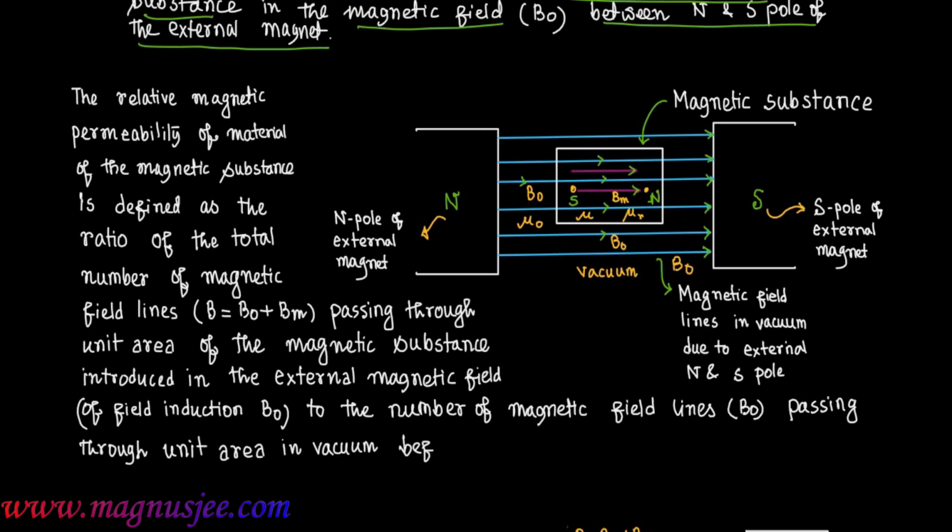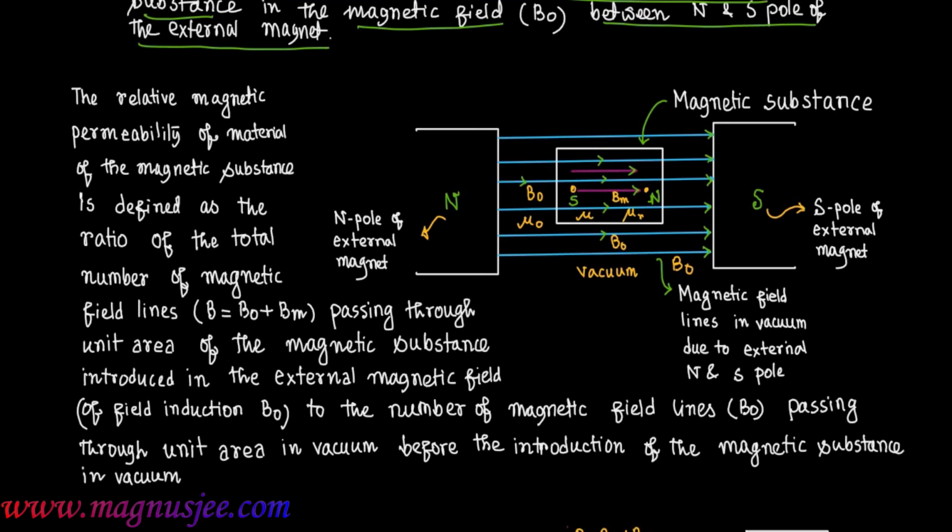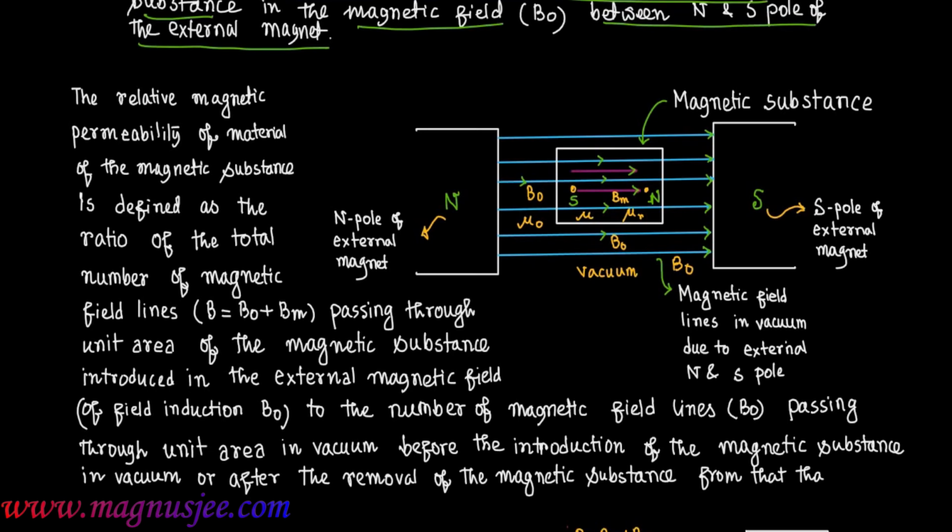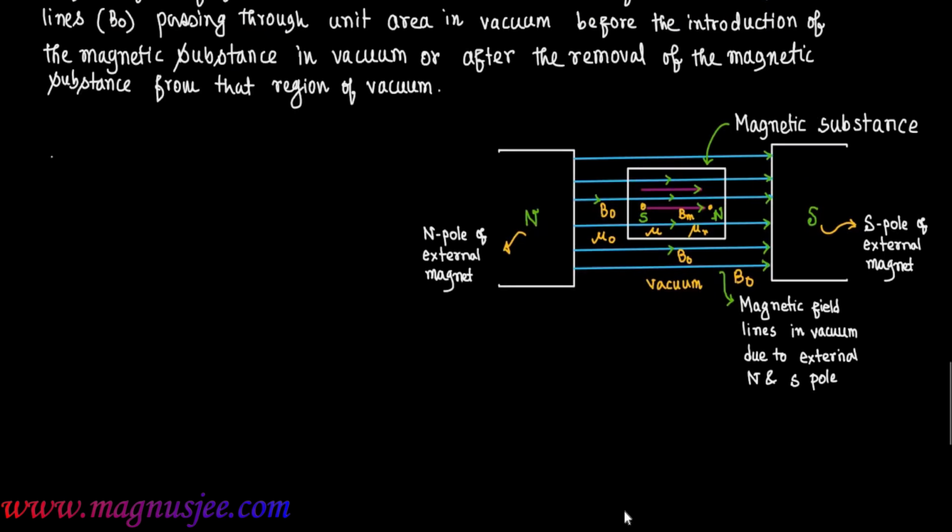in vacuum before the introduction of the magnetic substance, in that medium before the introduction of the magnetic substance in vacuum, or after the removal of the magnetic substance from that region. Therefore, mu-r equals B by B0.